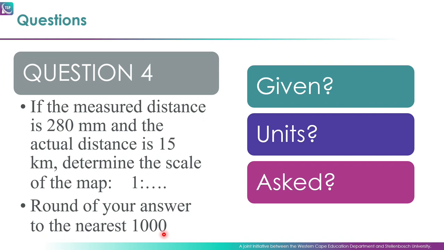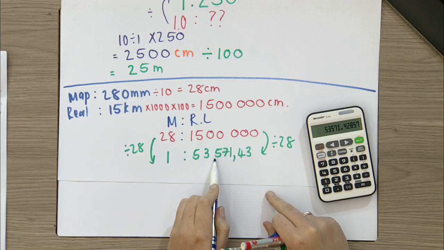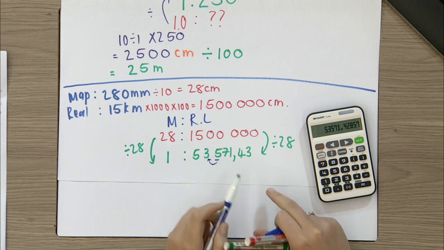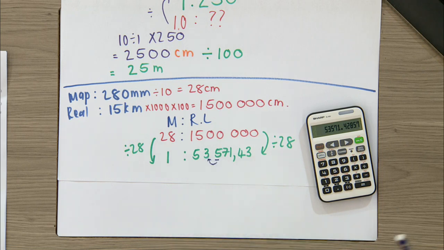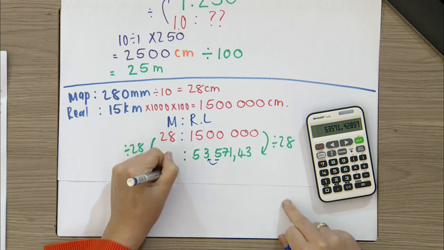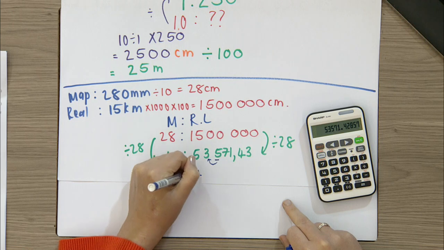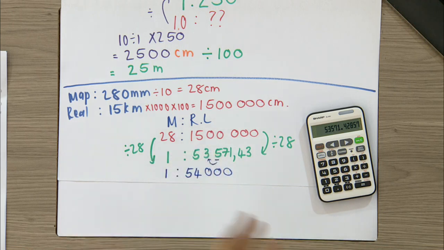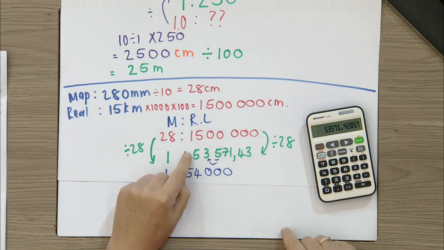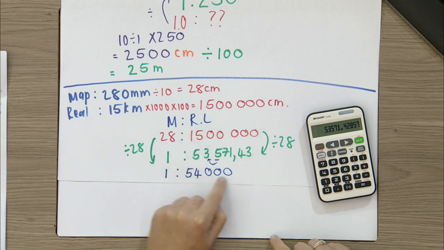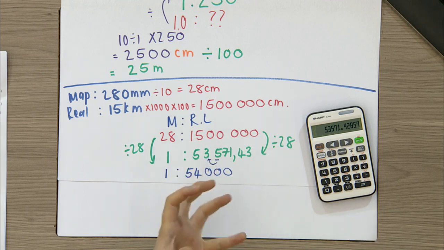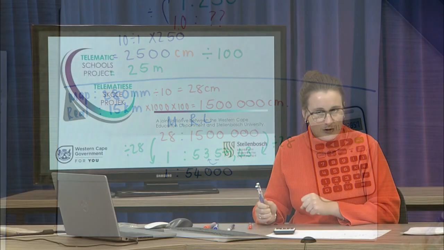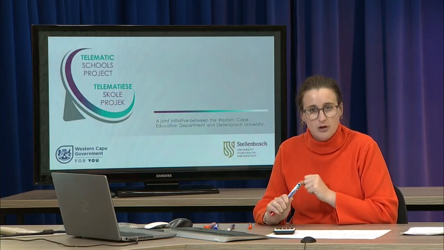So in other words, I'm going to look at my 500 to see what will happen to my 1,000. So I know rounded off, I'm going to have 1:54,000. So if you think about it, this one will be more accurate than this one. But this is much easier to read and then to work with when we start doing these types of questions.